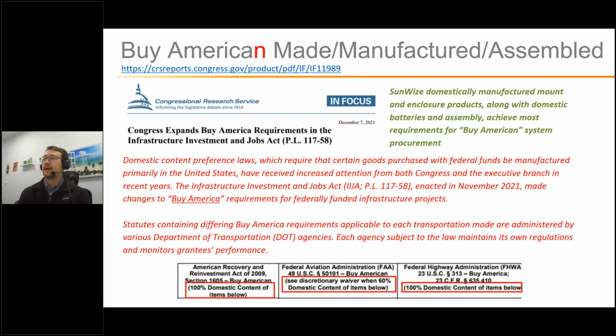The important point that I would like to make here is that SunWize's domestic manufacturing capabilities, largely around our sheet metal products, mounts, and enclosures, coupled with domestically manufactured batteries, as well as balance of systems and final integration assembly, is often able to get over most of the required Buy American system procurement requirements, which can often be driven off of a certain percentage value threshold of the overall assembly, for instance, 50%, 60%, 75%, so on.